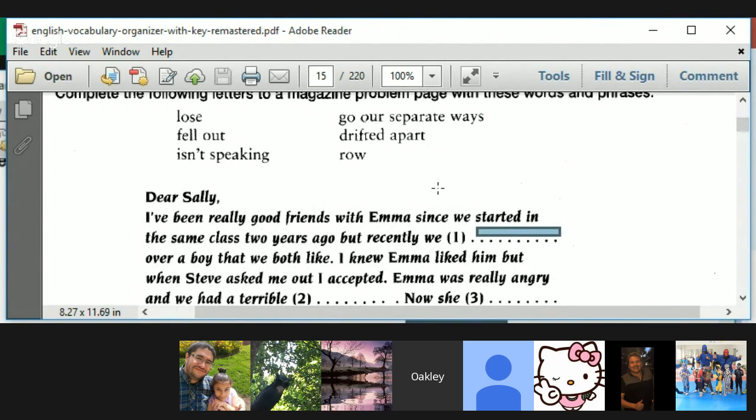Lost? No. No. We lose over a boy? No. Okay, obviously these are two girls, Emma and Sally, fighting over a boy. What is fight? Fight, argue. Fell out. There you go. That's it. Okay, we also might express this, we had a falling out.